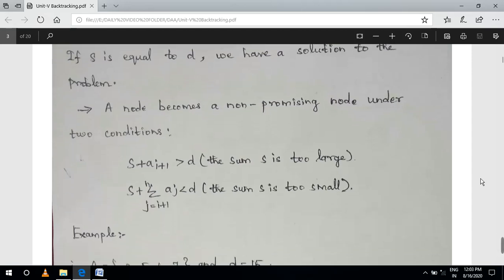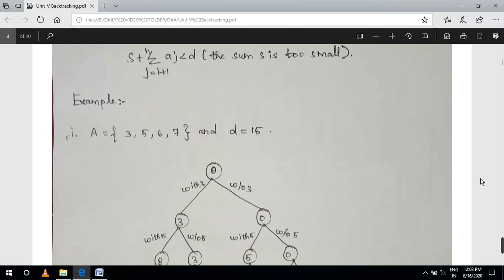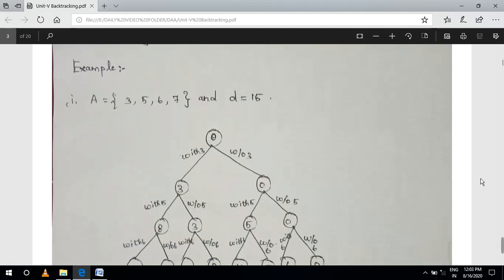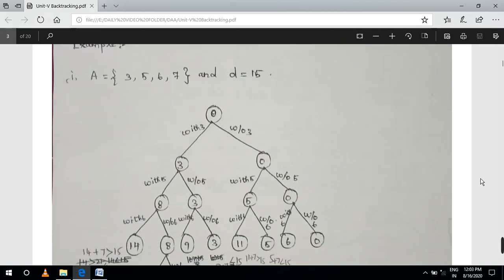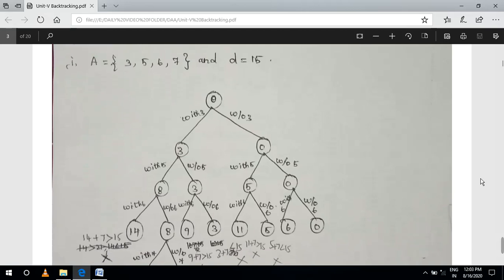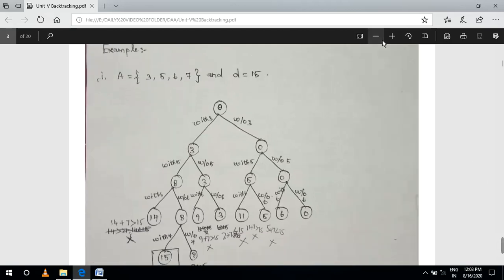Let's go directly to an example. I will give you two examples. You just follow a very simple method, but be clear on all the techniques I have given. Okay.